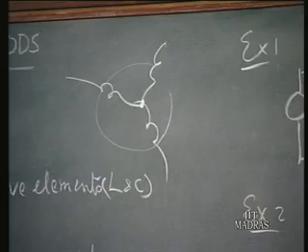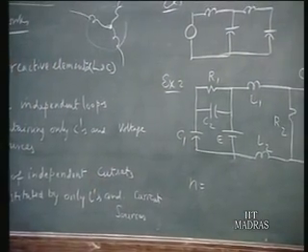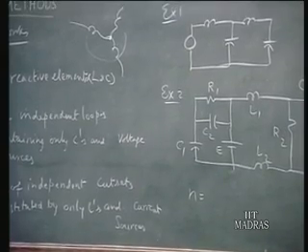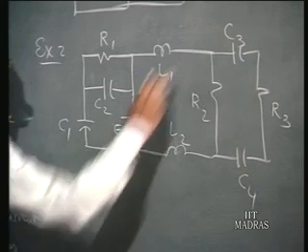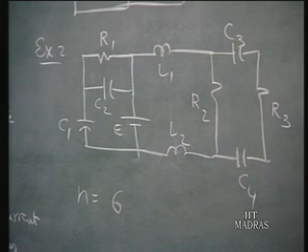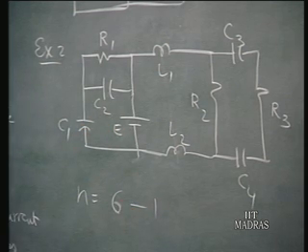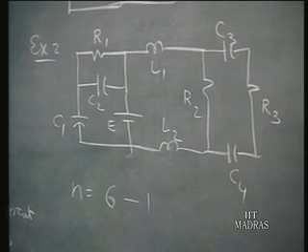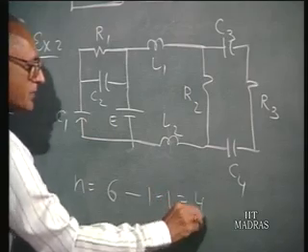So, in this example now the N, the number of state variables that we should contend with in the solution of this problem: the number of reactive elements 1, 2, 3, 4, 5, 6. 6 is the number of reactive elements, number of inductors and capacitors put together, minus the number of independent loops containing only C's and voltage sources. There is only one such loop, minus 1. The number of independent cut sets constituted by inductance and current sources, there is only one such, minus 1, therefore this happens to be 4.